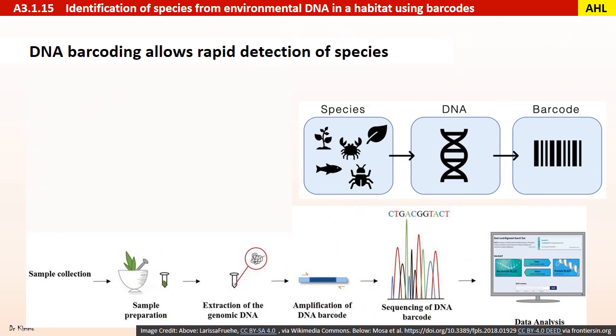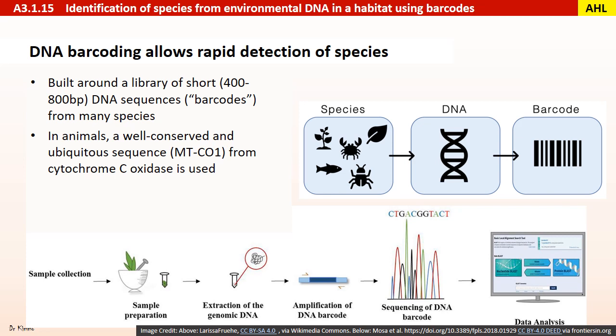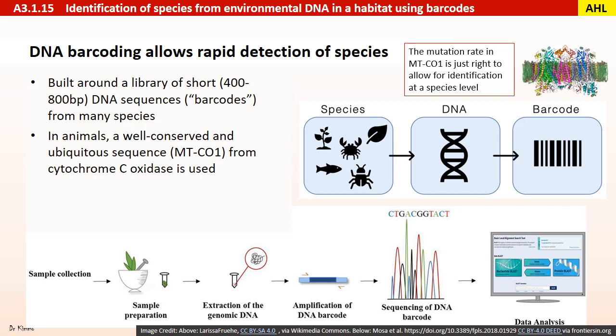Let's finish with DNA barcoding, which is a method that allows for rapid detection of species. It's built around a library of short DNA sequences called barcodes. They are collected from many different species. In animals, a sequence called MTCO1 from cytochrome C oxidase is used. This sequence is ubiquitous, which means it's present in all animals, and it's well conserved, which means it's very similar in all animals. In fact, the mutation rate, so how much difference between species, is just right to allow for identification at the species level.